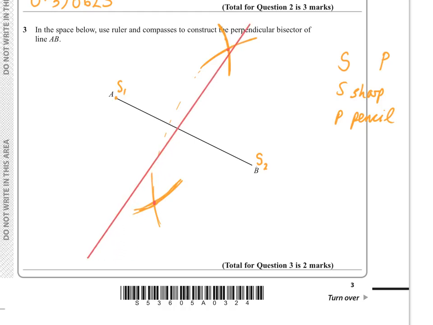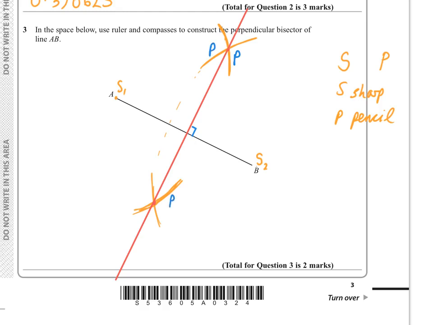So there would be my line, and that would be my perpendicular bisector, so it'd have to meet this at right angles and cut the line AB in half, i.e. bisect it. I'll just add in P here so you can see where the pencil should be. So they're your pencil lines, and these are the points where you put your sharp point of your compass.